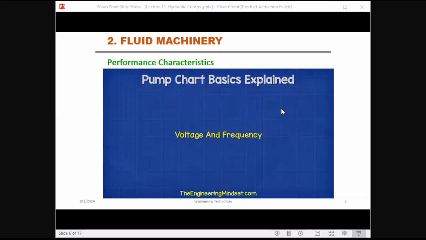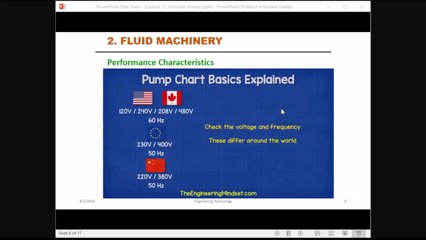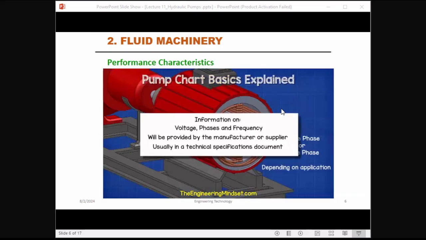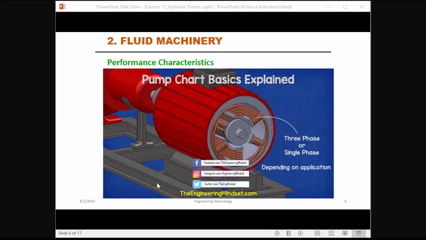Voltage and frequency. Do check the specifications of the electrical motor. The voltage and frequency for mains electricity vary around the world, so we want to ensure that the pump you select will operate where you are installing it. Additionally, pumps come in single as well as 3-phase designs depending on the application. These details will be provided by the manufacturer and usually come on the chart or a technical document.